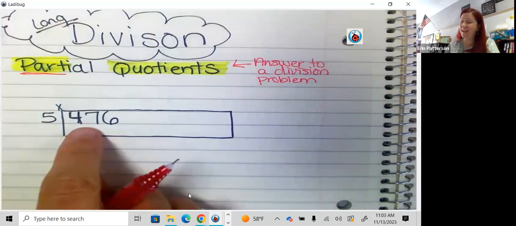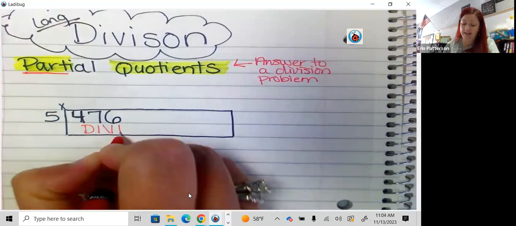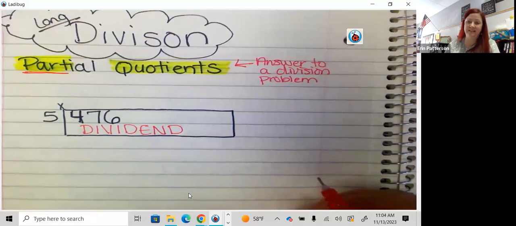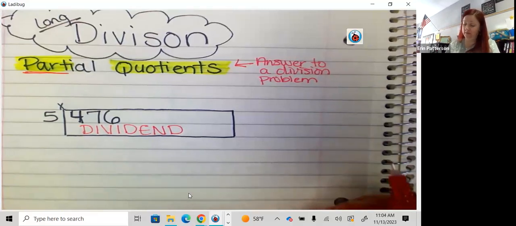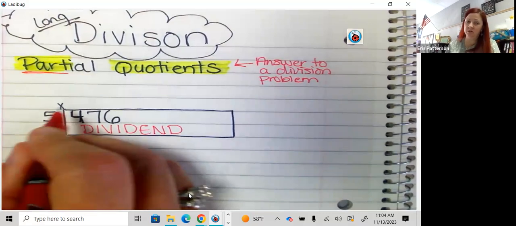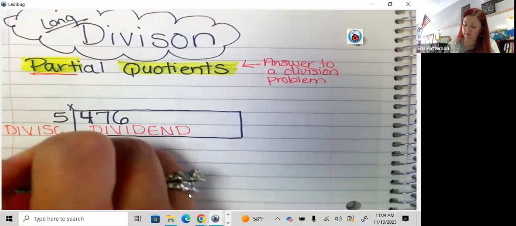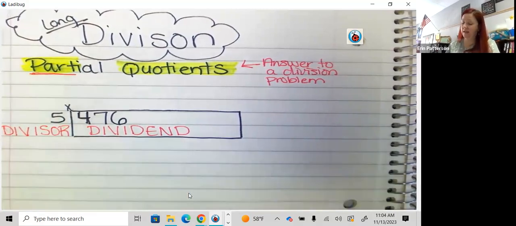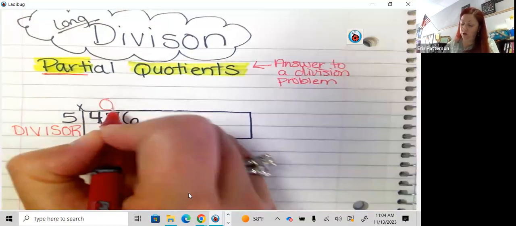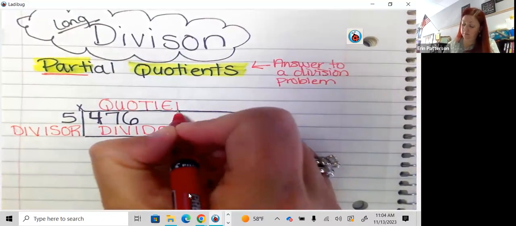The number on the inside is called the dividend. It's inside. The number going into it, being scooped out, is the divisor. And the answer that we get on the top, the missing factor that we get in division, is called the quotient. That's the answer to the problem.